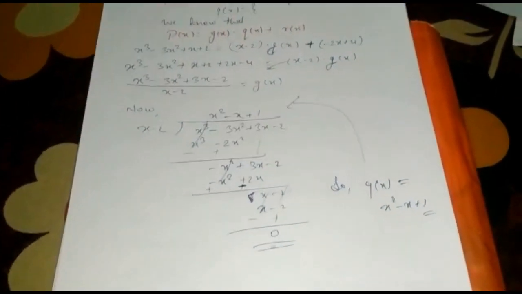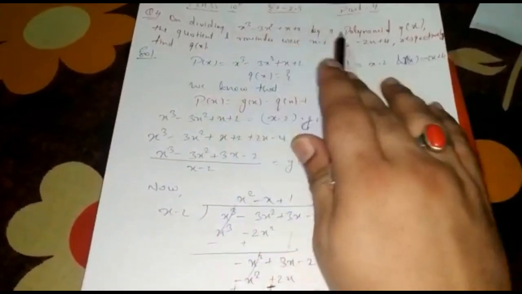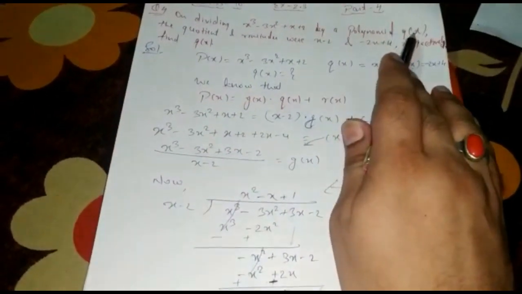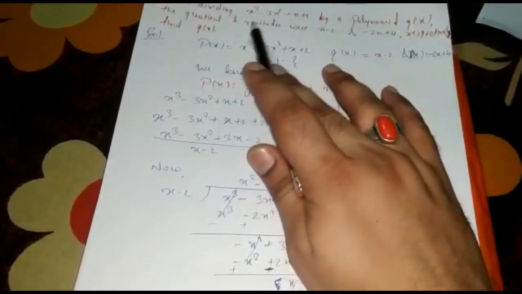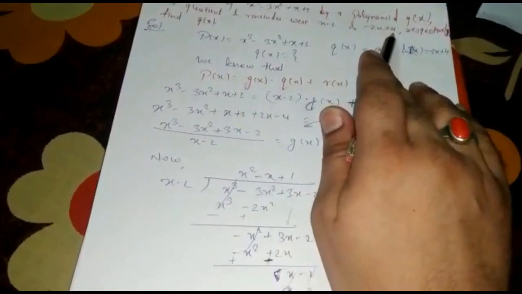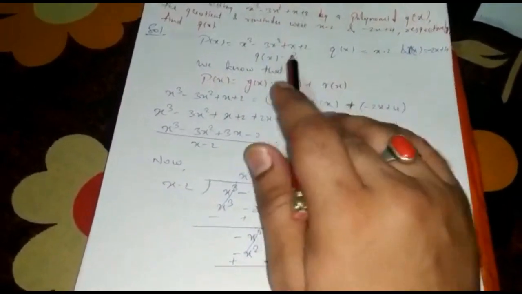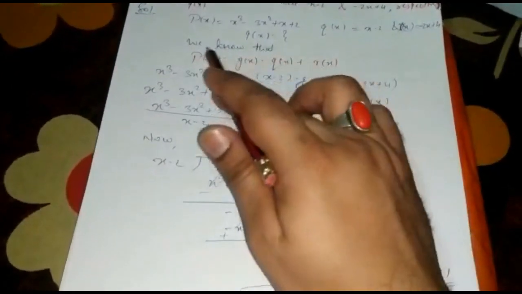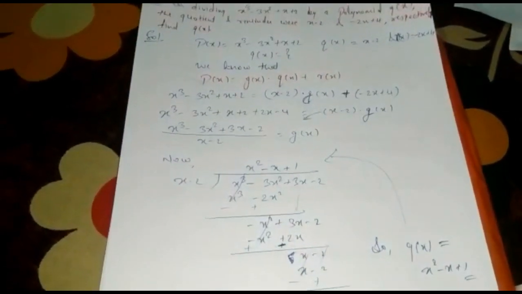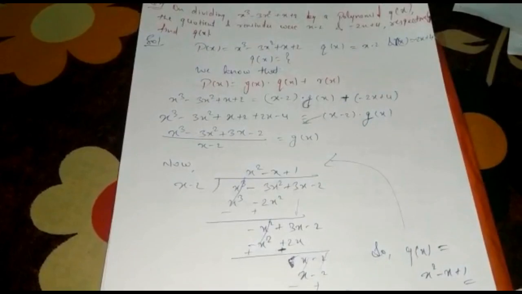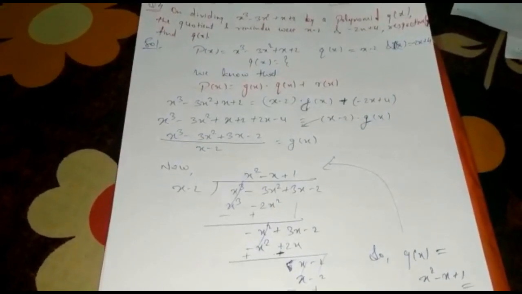So hope you understand how this type of problem is solved, on dividing this polynomial by a polynomial gx, the quotient and remainder were x minus 2 and minus 2x plus 4 respectively. So this is the important formula to solve such kind of problem, that px is equal to gx dot qx plus rx. Hope you understand how to solve this problem.